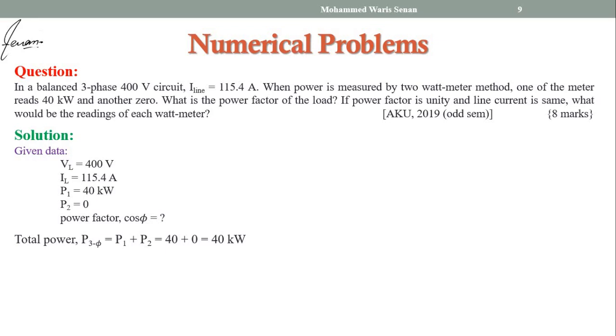Now, what is the formula for three-phase power? Three-phase power is equal to root 3 VL IL cos phi. We already know this. So from this formula, we can easily find the value of cos phi, which is the power factor of the load. We know the three-phase power, it is equal to 40 kilowatt. We have the value of line voltage, we have the value of line current. So if you put the values of three-phase power, VL and IL, we will get the value of cos phi as equal to 0.5. So the power factor of the load in this case will be equal to 1 by 2.